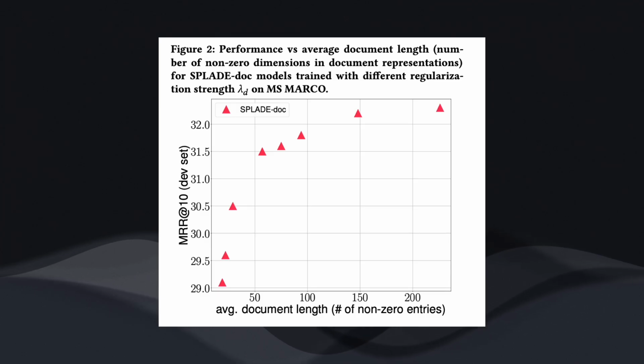Another way to improve efficiency is by adjusting the scale of document expansion. The figure shows how we can balance efficiency, measured by the average size of document representations, with effectiveness. You'll notice that more document expansion generally boosts performance, but it can also increase the number of floating point operations, creating a trade-off between two metrics.